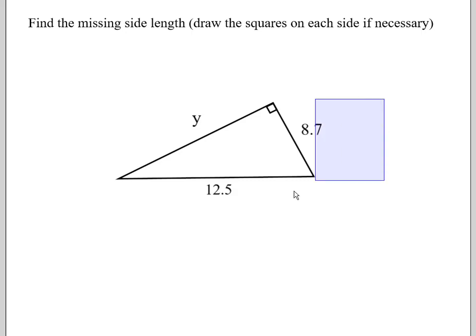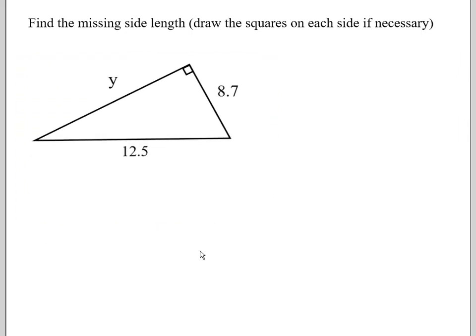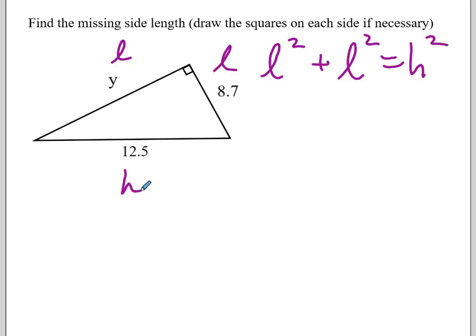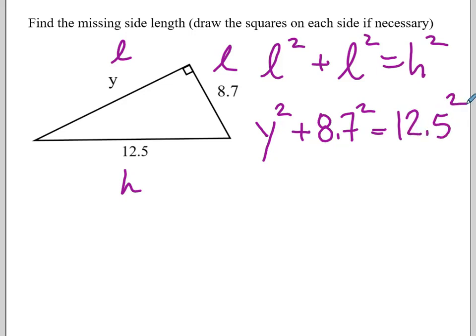Okay, so let's do one here with decimals. Does not matter that there are decimals. Okay, I'm just going to move that over. I'm going to do the exact same approach. Leg squared plus leg squared equals hypotenuse squared. Now I'm going to stop here and take a good look at what's a leg. Well, this is a leg, this is a leg, this is a hypotenuse. So when I set this up, I don't want to just put the unknown on the right hand side. I have to put these things in the correct locations. So this becomes y squared plus 8.7 squared equals 12.5 squared. Now that's the correct setup.